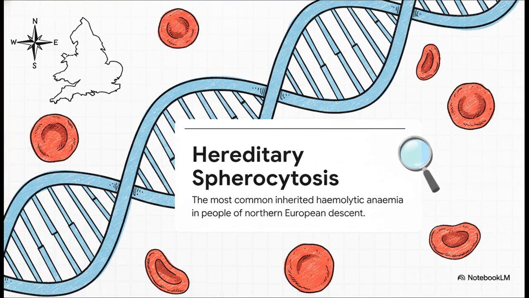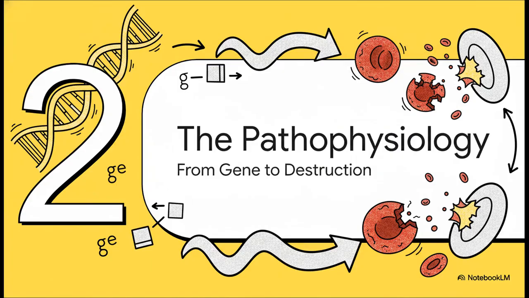So, at its core, hereditary spherocytosis, or HS for short, is an inherited condition that causes a specific type of anemia called hemolytic anemia. It's most common in people of Northern European descent, and the name gives it all away. The main problem is that the red blood cells are produced as these abnormal spheres. So, how does this actually happen? Why do these red blood cells change shape? Let's dive into the pathophysiology to see how one tiny genetic flaw leads to this cascade of cell destruction.